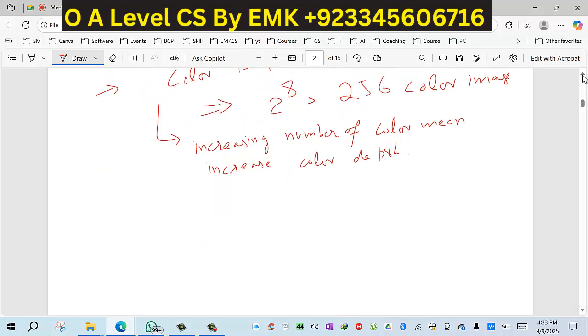जब कलर डेप्थ को इंक्रीज करेंगे तो आपकी इमेज की क्वालिटी भी इम्प्रूव हो जाएगी. The quality will improve if you are going to increase the color depth. ठीक है, अगर आप कलर डेप्थ को इंक्रीज करते हो तो आपकी इमेज की जो क्वालिटी है वो भी इम्प्रूव हो जाएगी.